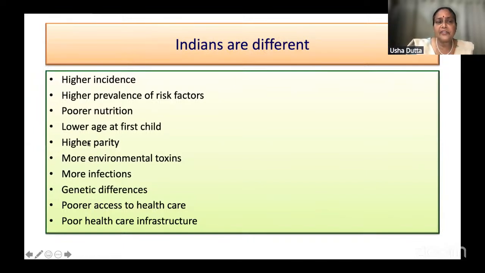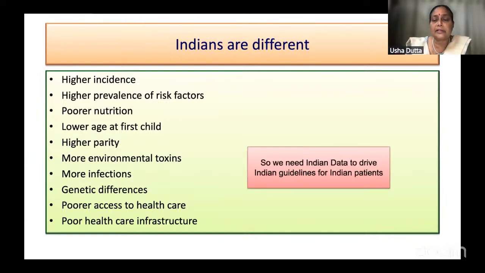So Indians are different. We have high incidence of gallbladder cancer, high prevalence of risk factors, poorer nutrition, lower age at first childbirth, higher parity, more environmental toxins, more infections and genetic differences, poorer access to healthcare, and poor healthcare infrastructure. So just like people go to the Kumbh once in their lifetime, people come to a doctor also once from a remote area. And then if we send them home saying that you don't have to do anything about it, they're not going to come back to us without again coming back with some problem like complications of gallbladder cancer. So we need Indian data to drive Indian guidelines.